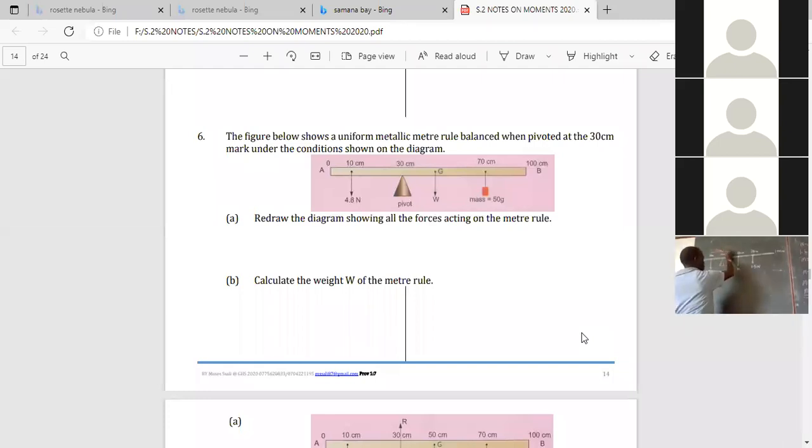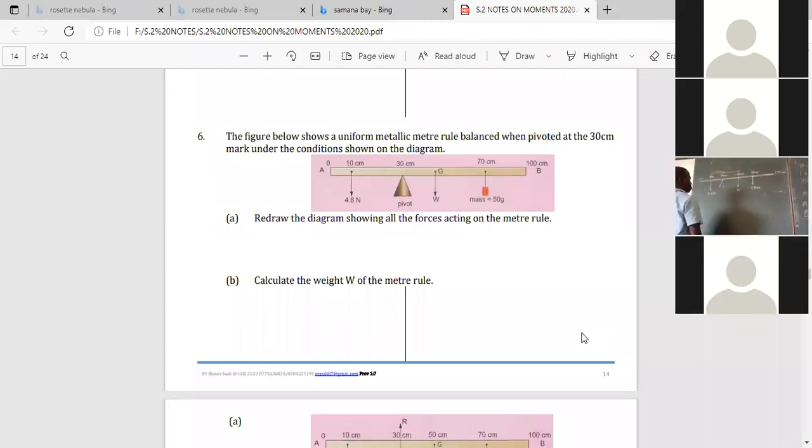Then what is this distance here? It's also 20 centimeters. Then we have this distance here. 40. Is that okay? Yes. So what do we do?